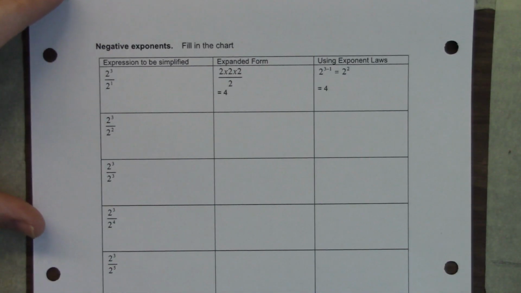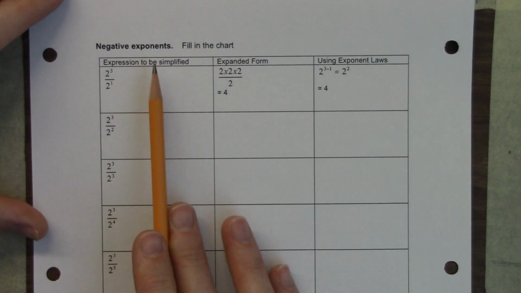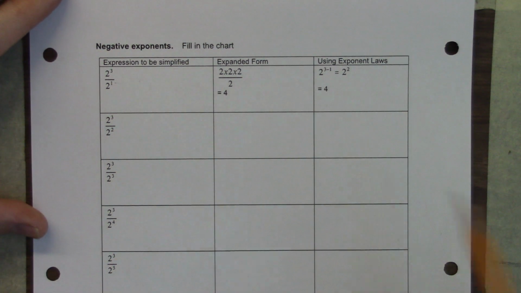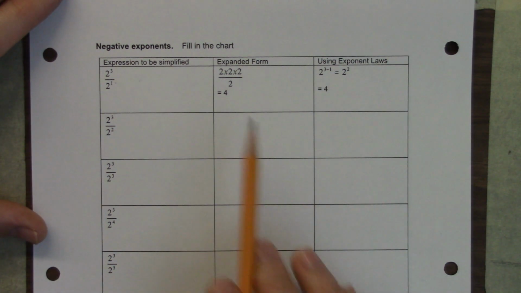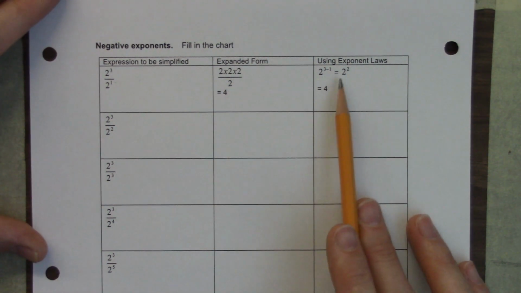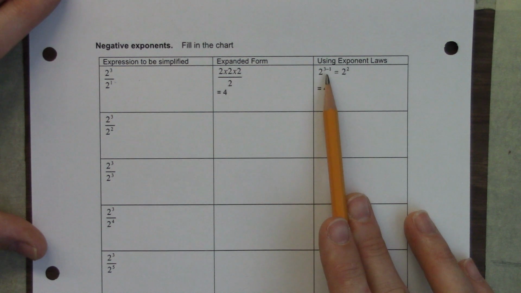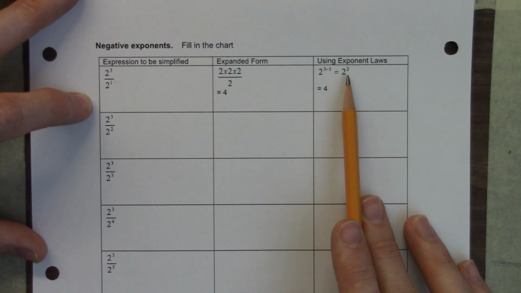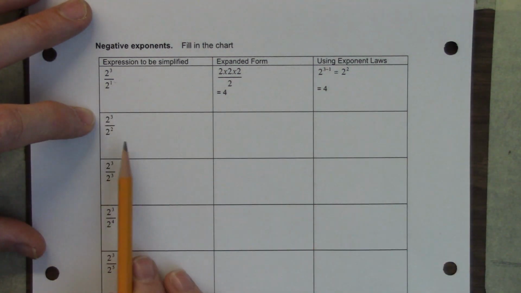Okay, let's see. So the first one here actually is not a negative exponent. It says 2 to the exponent of 3 divided by 2 to the exponent of 1. Okay, well, we know that that is 2 times 2 times 2 over 2. We know that's 4. We also know, using exponent law, 2 to the exponent of 3 minus 1 is equal to 2 squared, which is equal to 4. Okay, so this is not negative exponents quite yet.